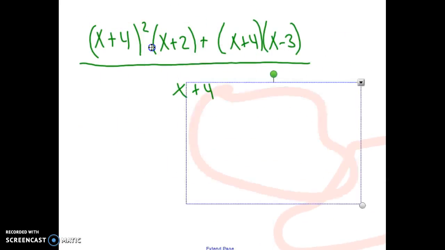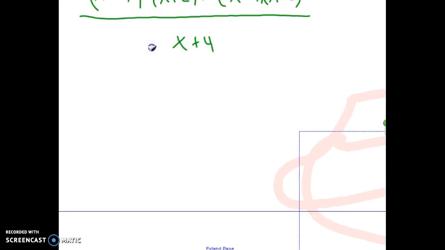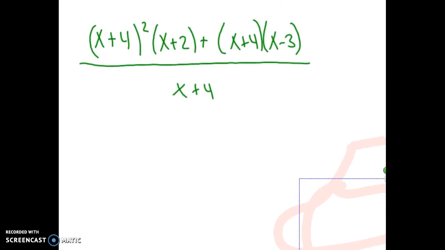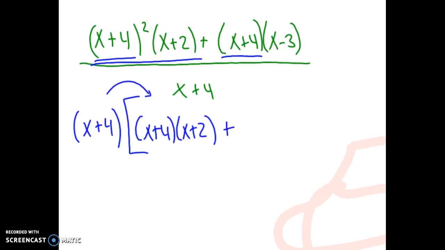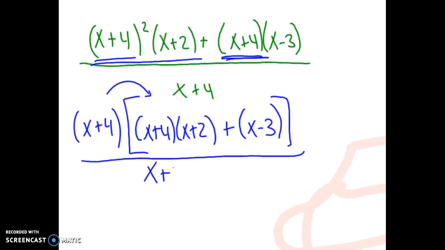The other way to do that, however, is to factor out a GCF. The GCF in this case happens to be x plus 4. If I pull out an x plus 4, I'm going to be left with, in this term, an additional x plus 4 and an x plus 2. Notice if I redistribute in, I get x plus 4 squared times x plus 2. Plus, when I pull out the x plus 4, I'm left with x minus 3. And that's going to go over x plus 4.